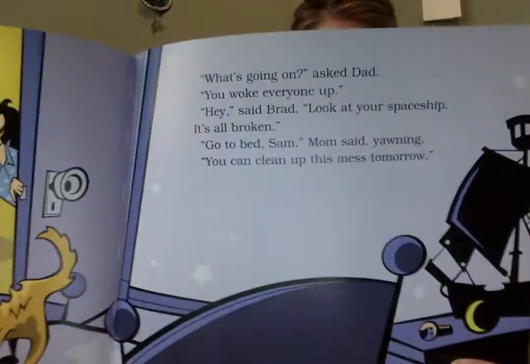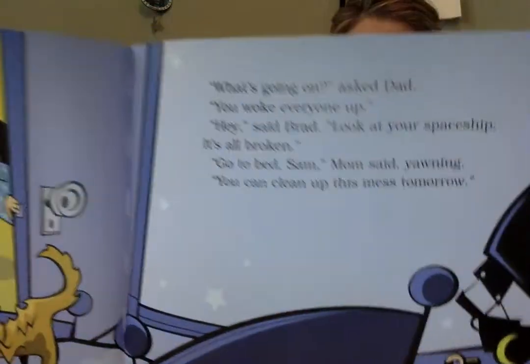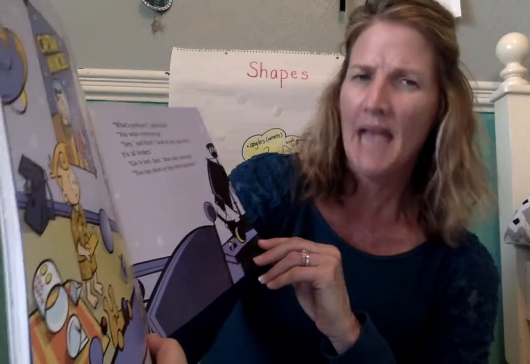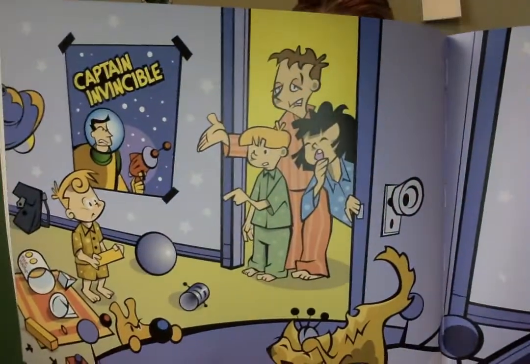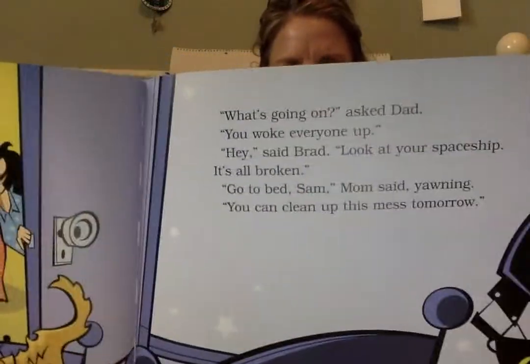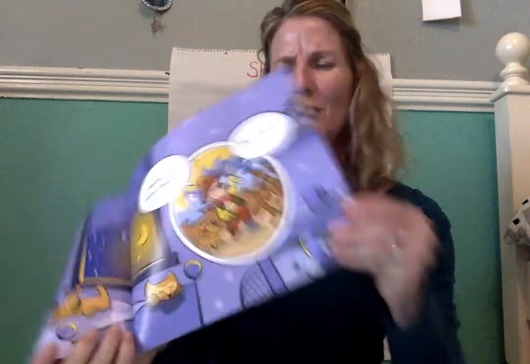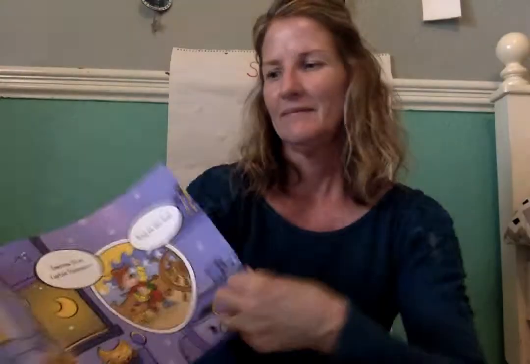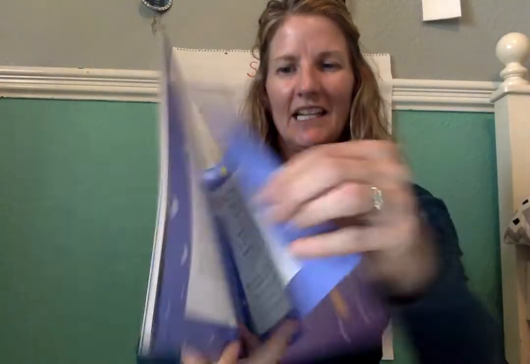What's going on? Asked Dad. You woke everyone up. Hey, said Brad, look at your spaceship. It's all broken. Go to bed, Sam, Mom said, yawning. You can clean up this mess tomorrow. Tomorrow? Tomorrow I'll be Captain Stupendous. King of the Seas. T-H-E E-N-D.